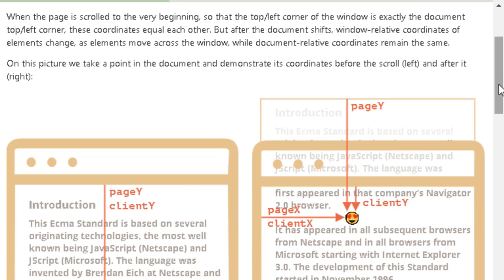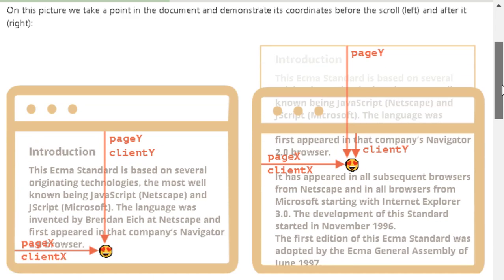But after the document shifts, window relative coordinates of elements change, as elements move across the window, while document relative coordinates remain the same. On this picture, we take a point in the document and demonstrate its coordinates before the scroll on the left and after it on the right.